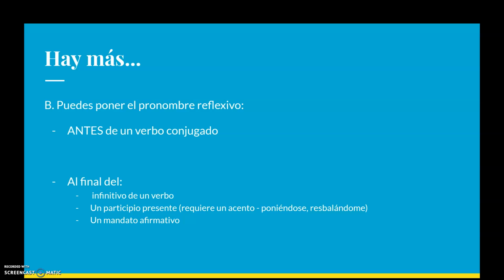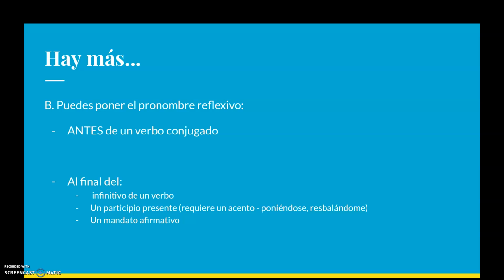You can put them al final del infinitivo de un verbo, so you can attach them to the end of an infinitive or an unconjugated form. Or you can attach them to the end of un participio presente, so present participle, and this does require an accent: poniéndose, resbalándome, you can see how that works there.